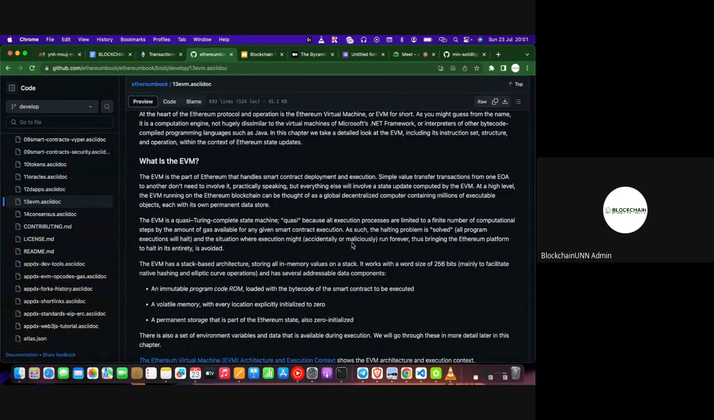So the quasi in quasi Turing complete aims to solve a problem that has existed in computer science for a very long time, and that's something known as the halting problem. The halting problem is basically what I explained earlier, right? We want to ensure that executions running on our system run for a while and then get stopped. We don't want them to run until they exhaust every single resource on our system.